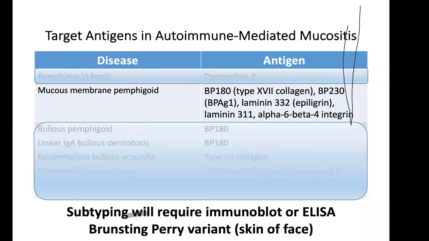So mucous membrane pemphigoid is more a condition, as the word itself says, of the mucous membranes. And so in about 1/3 of cases, you can get facial blistering with severe scarring, what we call the Brunsting-Perry variant of mucous membrane pemphigoid. And for some obscure reason, it seems to affect the rest of the body.